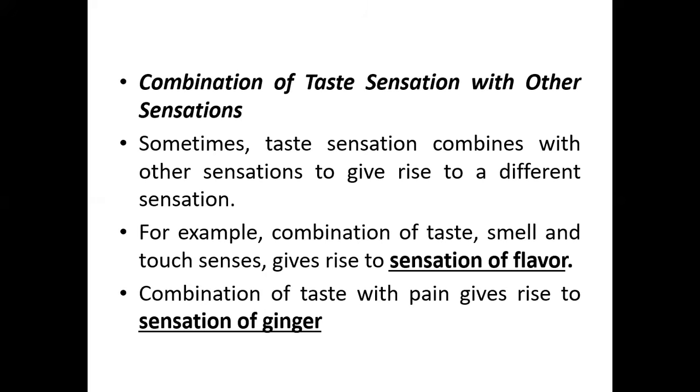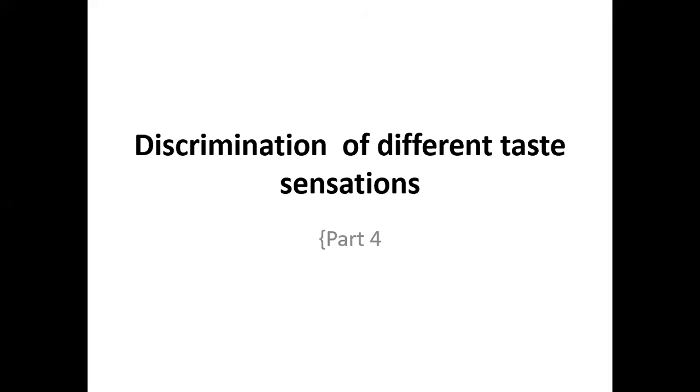Combination of taste sensation with other sensations. Sometimes taste sensation combines with other sensations to give rise to a different sensation. For example, a combination of taste, smell, and touch gives the sensation known as flavor. A combination of taste with pain gives the sensation we call ginger. So it's just a combination; your brain is able to combine these things and come up with the appropriate taste sensation. So now, discrimination of different taste sensations.